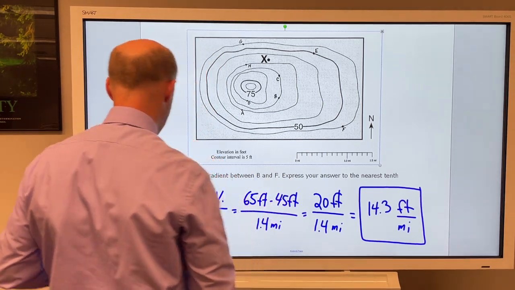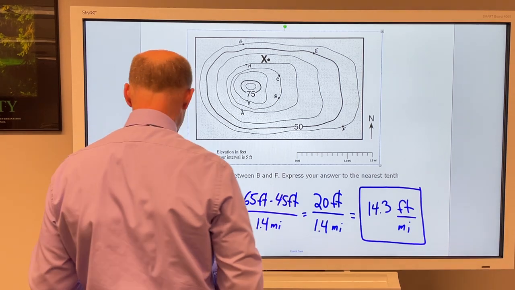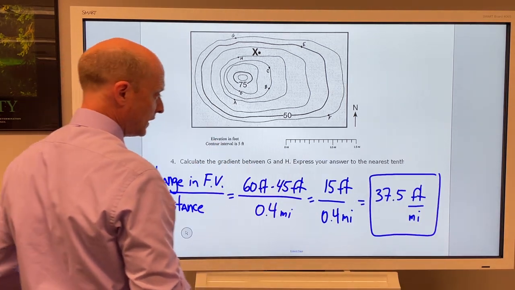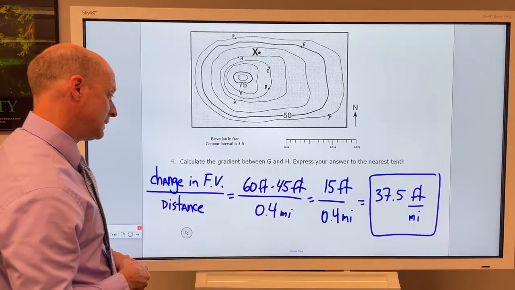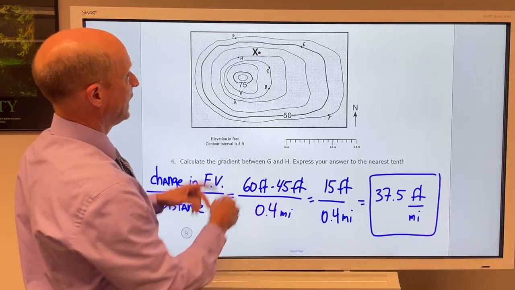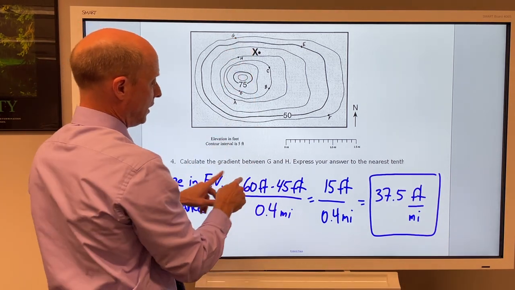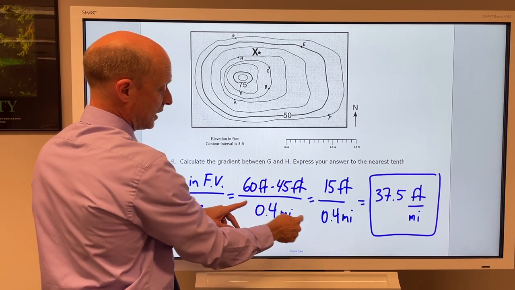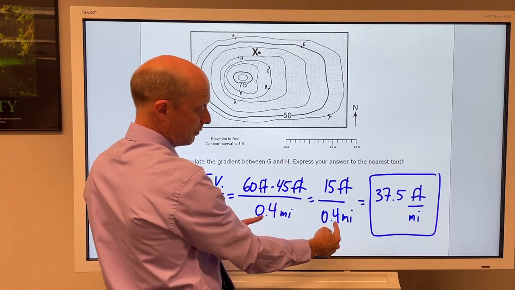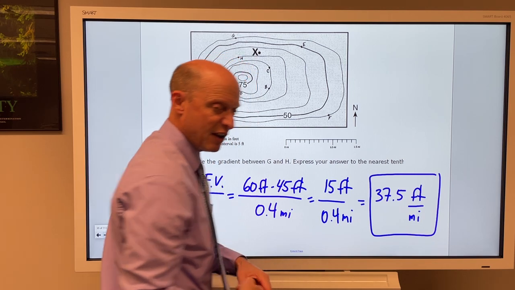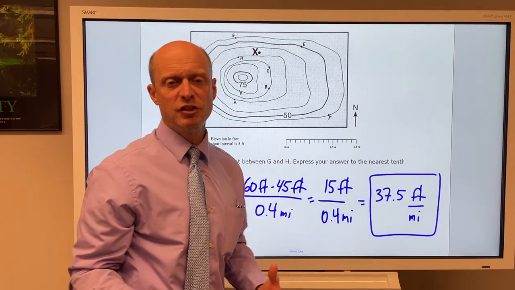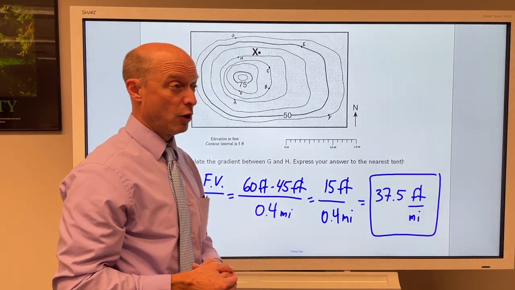Hope this is making sense. There is one more remaining. And it goes like this. So what do we got? What is this? G and H. So G and H here, the change in field is 15 feet, but they're not that far apart, 0.4 miles, 37.5 feet per mile.